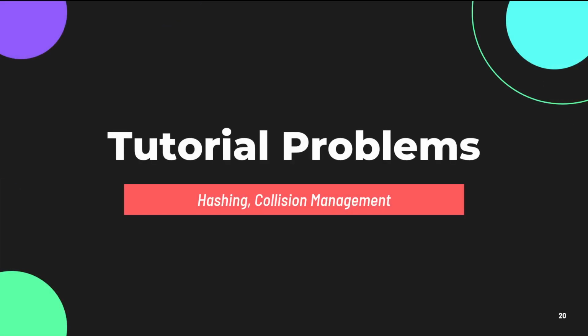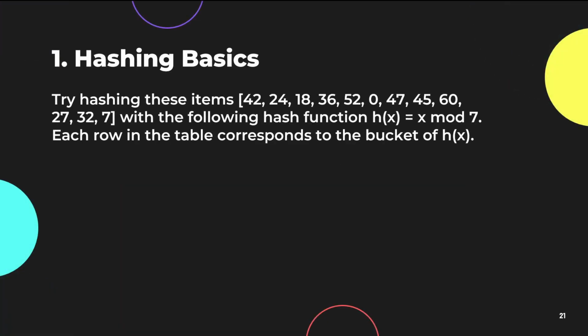Now we are going to move on to the tutorial questions. Question 1 is very easy. Try hashing these items 42, 24, 18, 36, and so on with the hash function h(x) equals x modulo 7. Everyone knows the modulo function, right? We are taking the remainder when divided by 7. Each row in the table corresponds to the bucket of h(x).